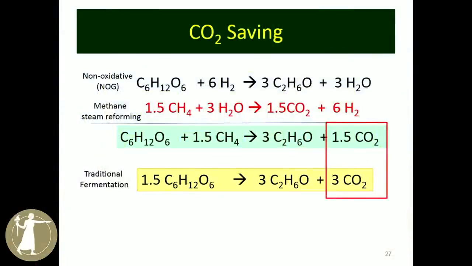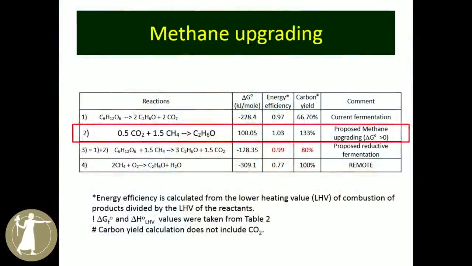So if you use methane as a hydrogen source, you'll find that you can still convert 1 mole of sugar to 3 moles of ethanol, but you generate 1.5 moles of CO2, which is still much better than the traditional fermentation in terms of CO2 evolution. So this pathway you can think of as methane upgrading.